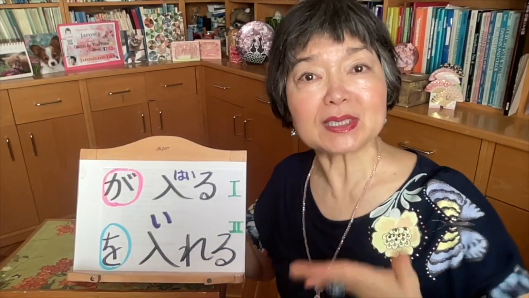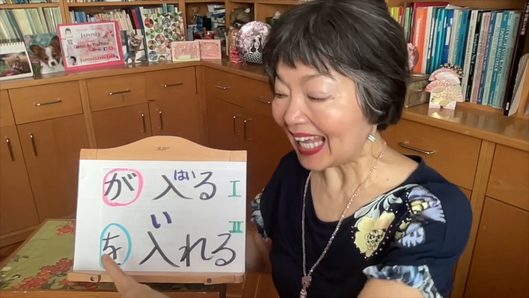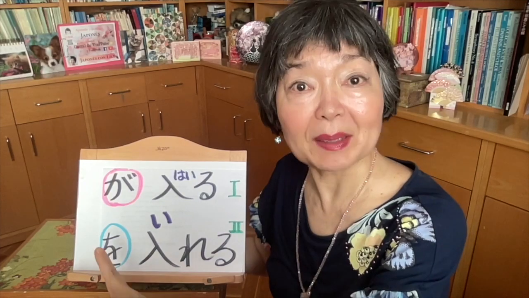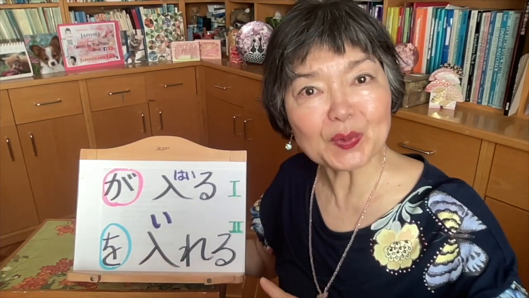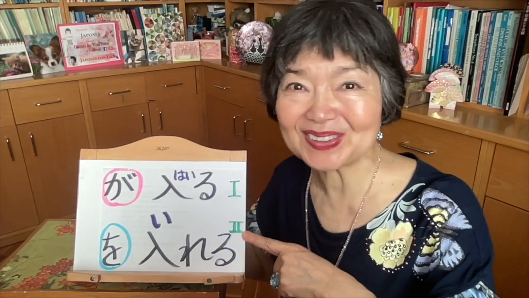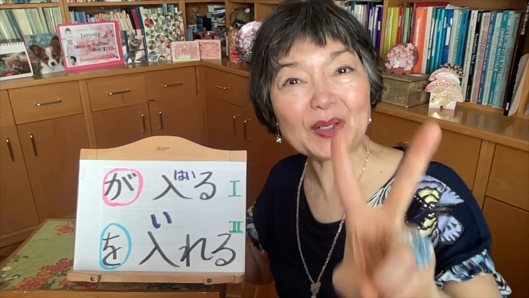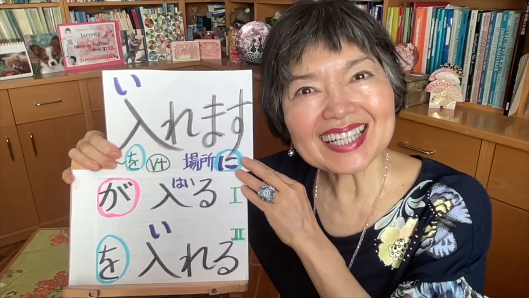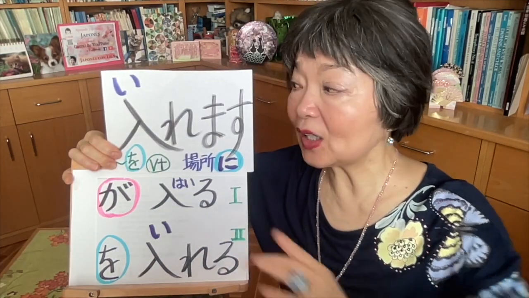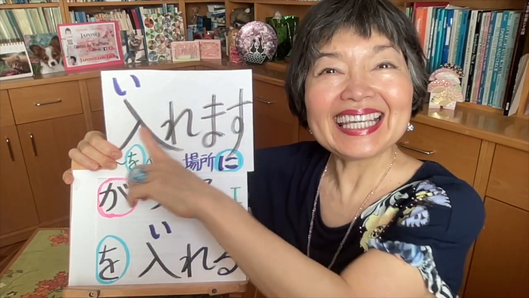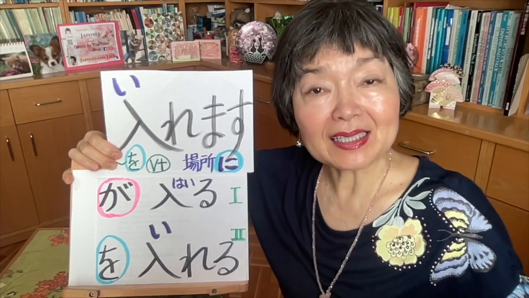猫が段ボールに入ります。Now the transitive verb means I put something into some place. And in this case, this is a transitive verb, so we need to use wo, the particle. And 入れる, this is group 2, so it's very easy to conjugate. 入れます, 入れる, 入れて, 入れた, 入れない. The structure is something wo, someplace ni, 入れます. I put something into some place.